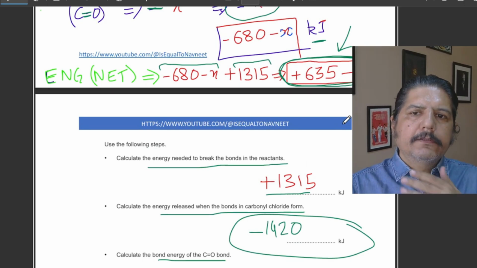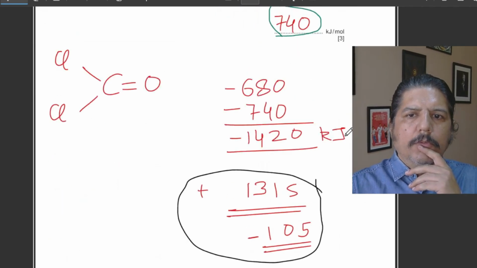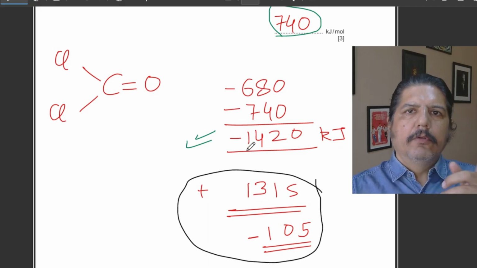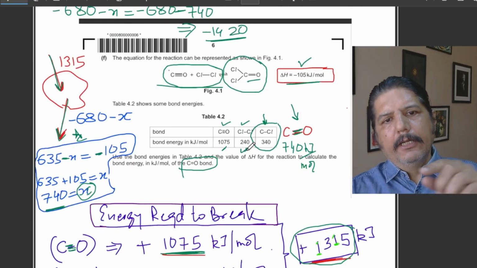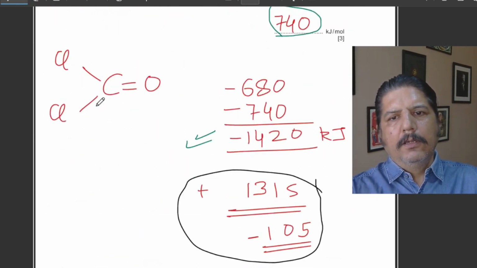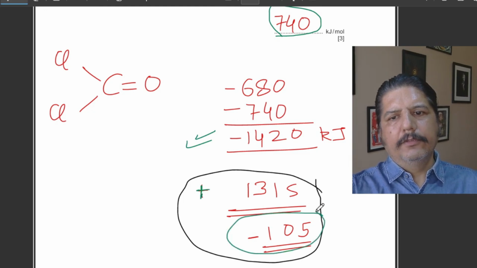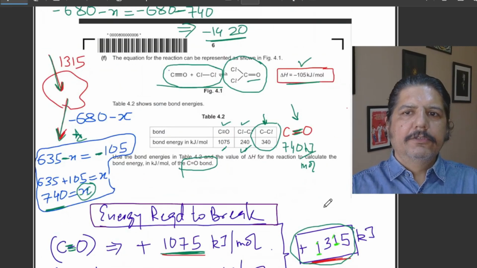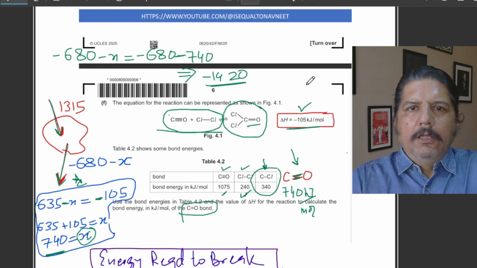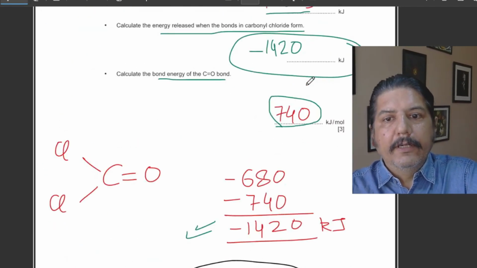And now let us audit whether our answer is correct. This is the energy released when the product is formed. The energy required to break the bonds is 1315, and the net energy is minus 105. This is the enthalpy of the reaction, which is equal to what is given as the answer. So this is a bit different from the other questions. Very interesting question.